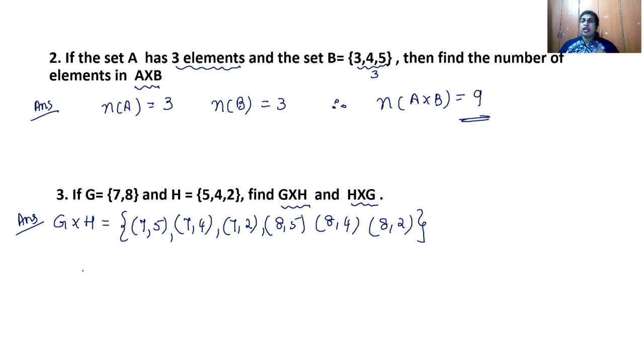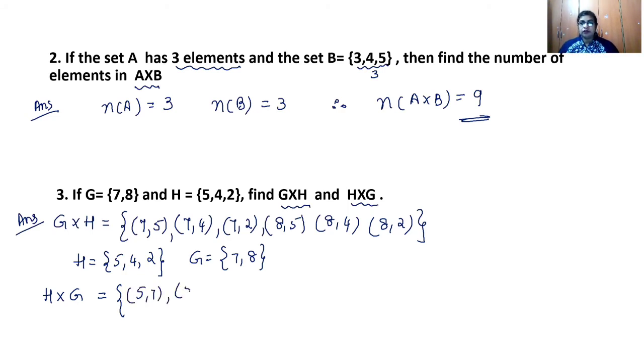Now, I want to write H cross G. So before I write, let me write first the H set, then let me write the G set. Okay. So avoid confusion here. So let us first write what is the H set given to me. It is 5, 4 and 2. Next, what is the G set given to me? 7 and 8. So now I want, who is my first set? Now in this question, H is my first set. So how do I write H cross G? So H cross G is equal to, so start with the element 5. Pair it with all the elements of the set G now. So therefore it becomes 5, 7, 5, 8.